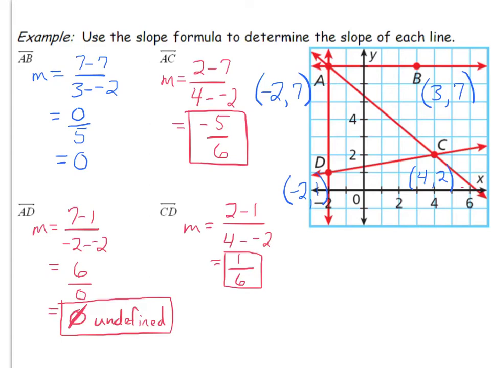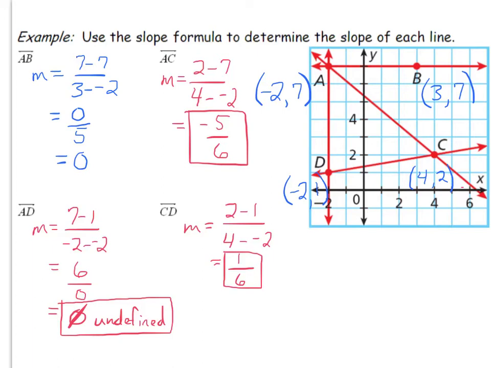So taking a look, then we're going to look at the line AC and its slope, and hopefully you ended up getting -5/6, and that makes sense because when we take a look at the line AC, that is indeed a line that has a negative slope, and we'll talk about that in a second.